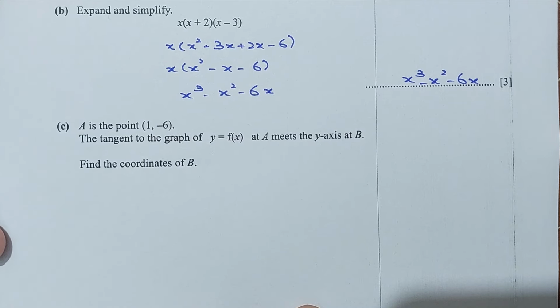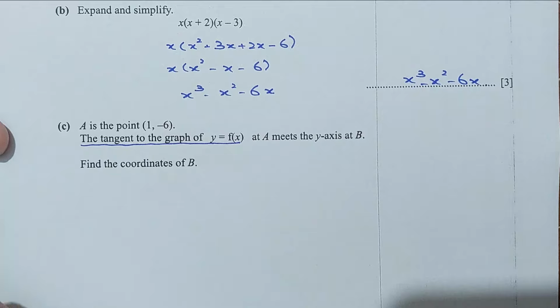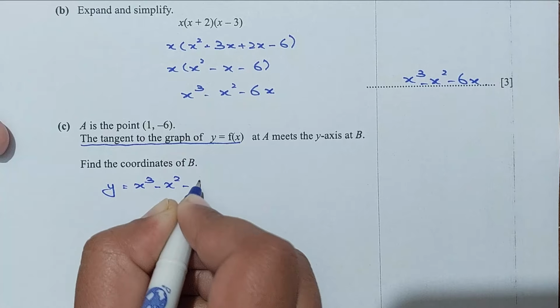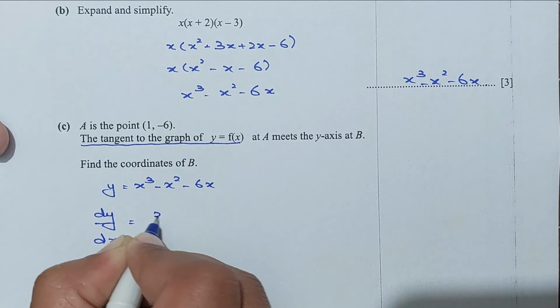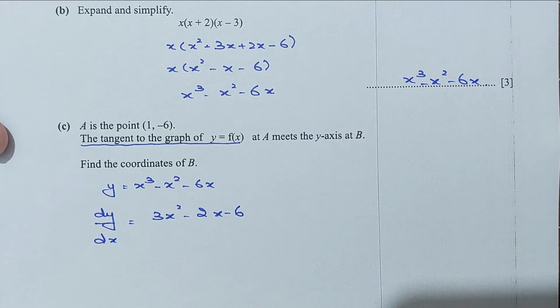All right. Now for part C, A is the point (1, -6). The tangent to the graph of y equals f of x at A meets the y-axis at B. Find the coordinates of B. Okay, so this is f of x, right? So we have basically y equals x cube minus x square minus 6x. For the tangent, we need dy over dx, which is 3x square minus 2x minus 6. I just differentiated, right?